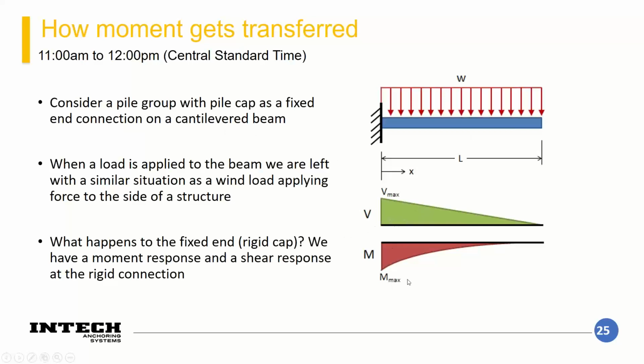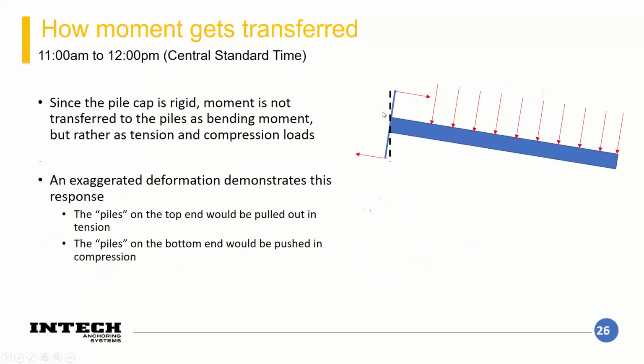But it's not just a shear load. You've also got a bending moment that this connection needs to resist. So this is going to want to bend downward. When this load acts on it, and again, consider this a pile group down here, it's essentially trying to pull up this top row of piles, we'll call them, and push in this bottom row of piles.